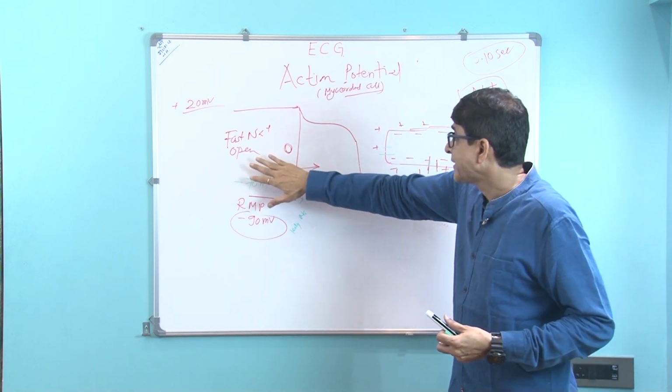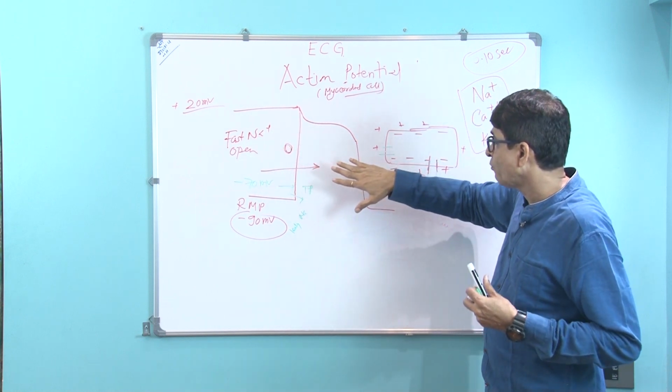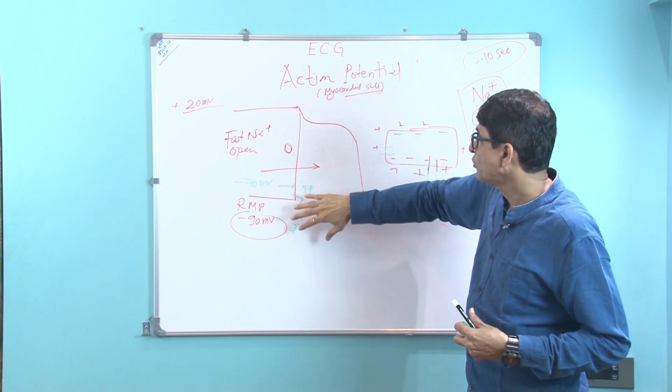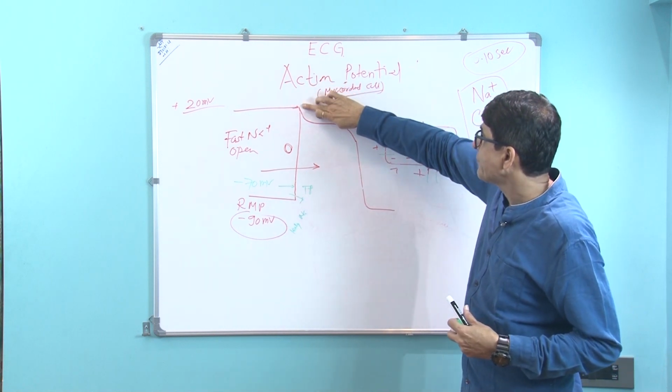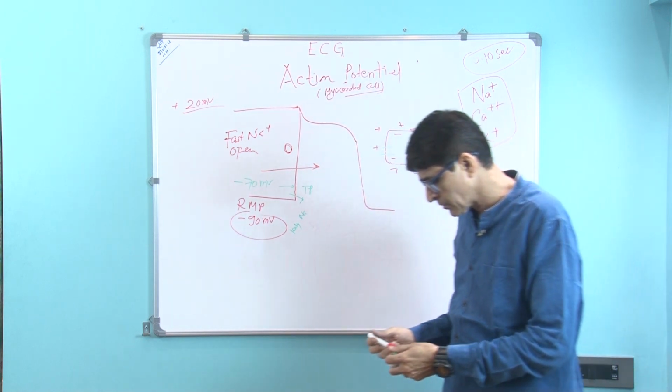But for timing, remember that fast sodium channels have opened up and a lot of sodium has entered inside. So the potential goes to plus 20, and at this point the sodium channel has closed.